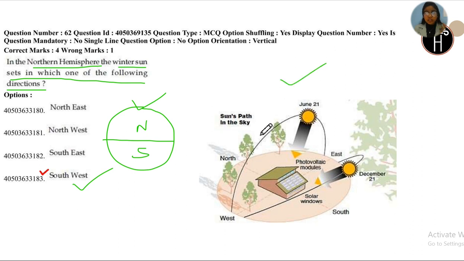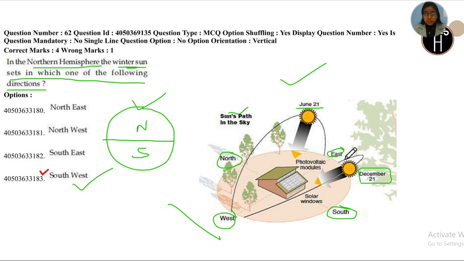Now look at this image. This is your sun path in the sky. These two are your sun paths. This is your summer sun, the date is 21st of June, and this is your winter sun, and the date is 21st of December. As you can see, the movement of the sun, these are your four directions: north, south, east and west. The question is asking about the winter sun in the northern hemisphere, and in which direction it sets.